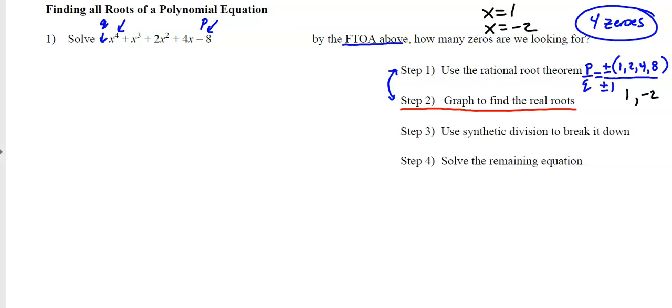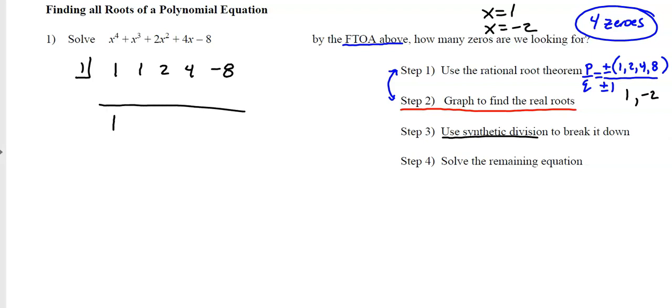Now I'm going to use synthetic division to break it down further. It doesn't really matter which number you use, maybe we'll just use 1 first. So 1, then 1, 2, 4, negative 8. Bring the 1 down. 1 times 1 is 1. Add them together, I get 2. 1 times 2 is 2. Add them together, I get 4. 1 times 4 is 4. Add them together, I get 8. 1 times 8 is 8. And I should get 0 because it's a factor.